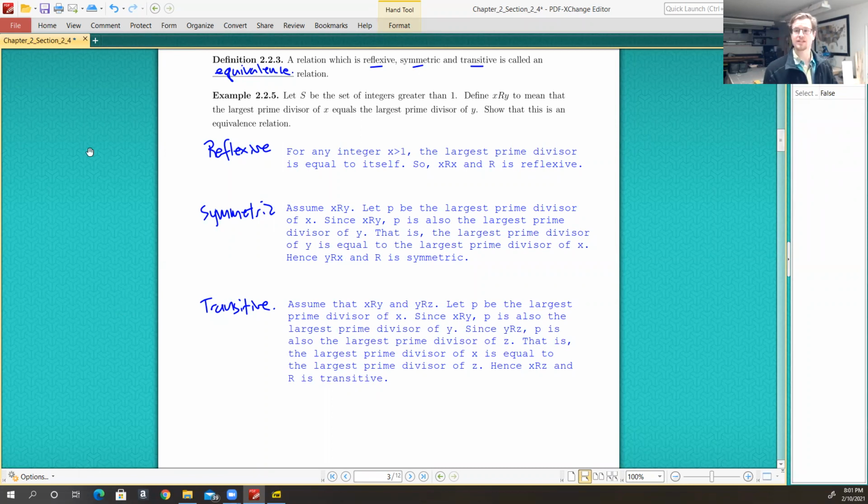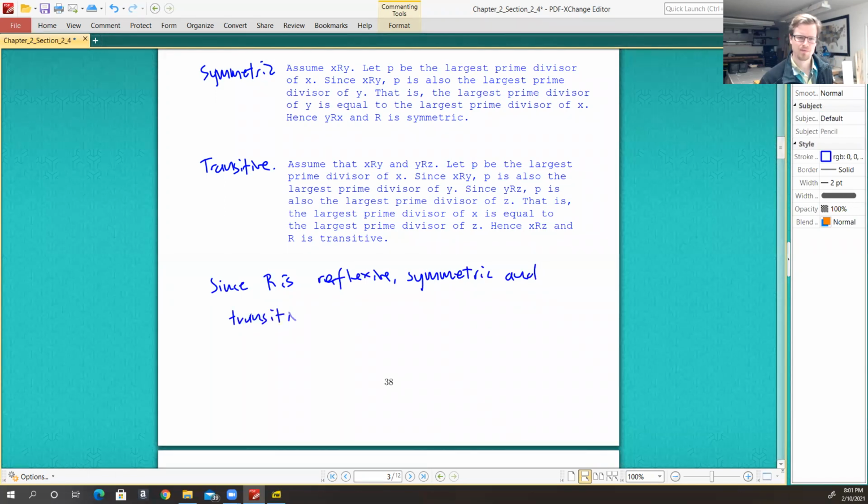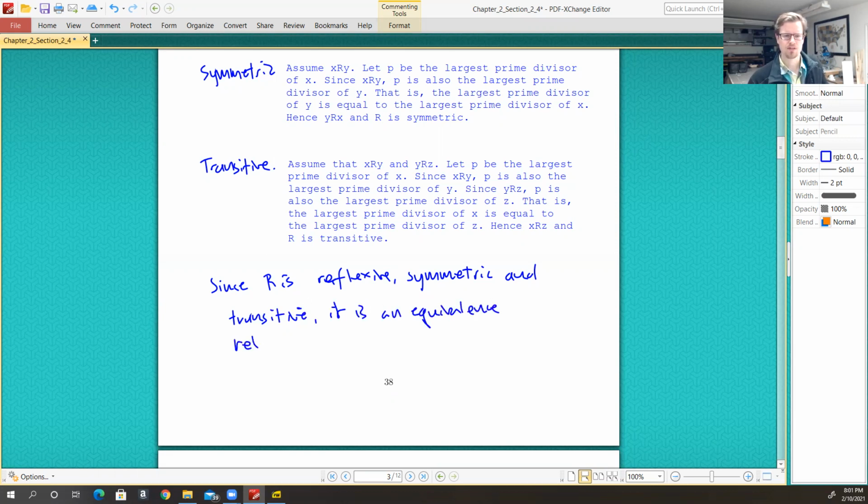We wanted to show that it satisfied the three properties. Of course, what's now a good idea to do is to say that since R is, in the same order, reflexive, symmetric, and transitive, it is, in fact, an equivalence relation. Awesome.